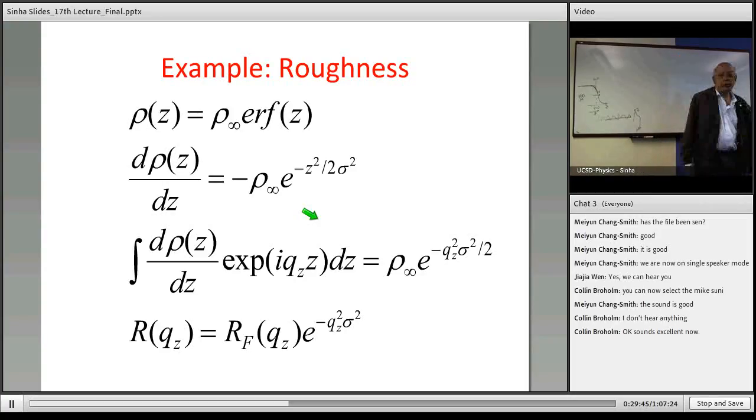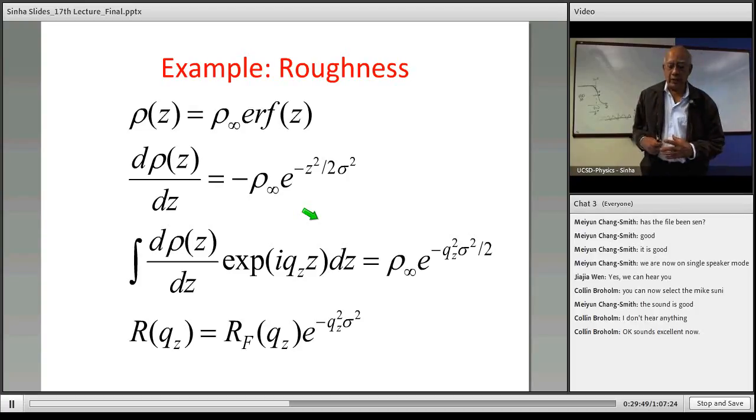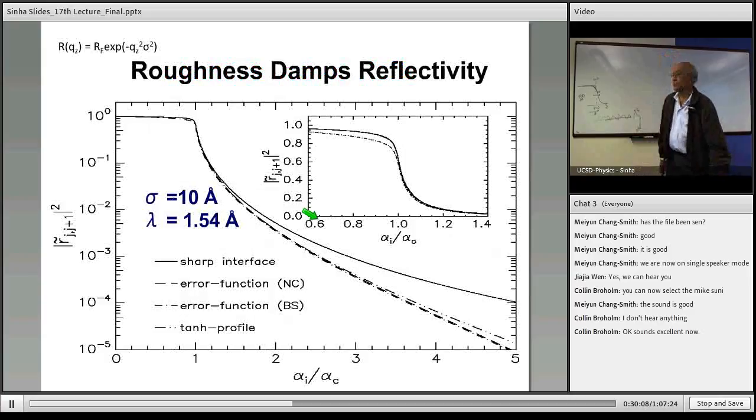So what that tells you is that you can describe the specular reflectivity from a rough surface in terms of the roughness parameter sigma by something like a Debye-Waller factor, which I think Professor Egami has already introduced in an earlier lecture, times the Fresnel reflectivity. That's how it modifies it. Can I have the next slide, please?